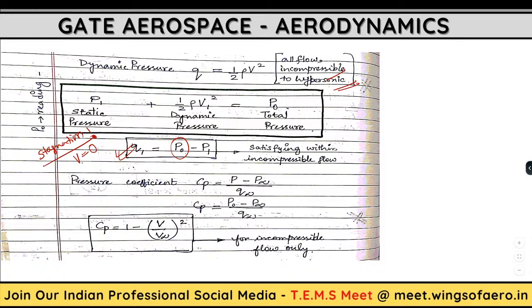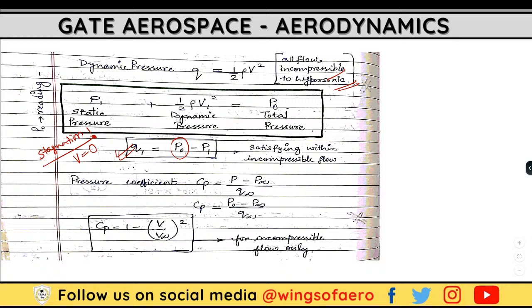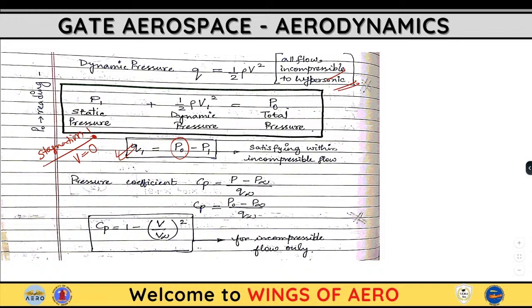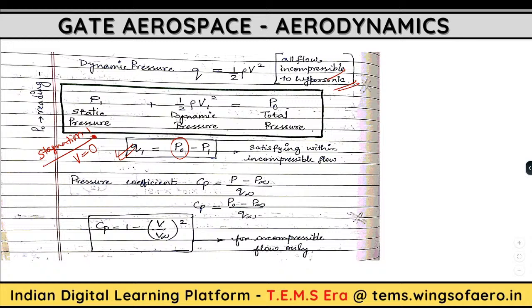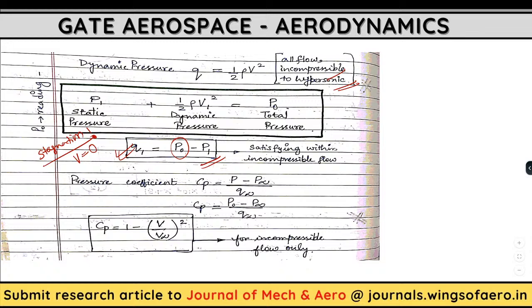So to identify the velocity, we use many kinds of instruments. We will come to this again when we study the flight instruments. Now remember this formula: the dynamic pressure can be written as the total pressure minus the static pressure.